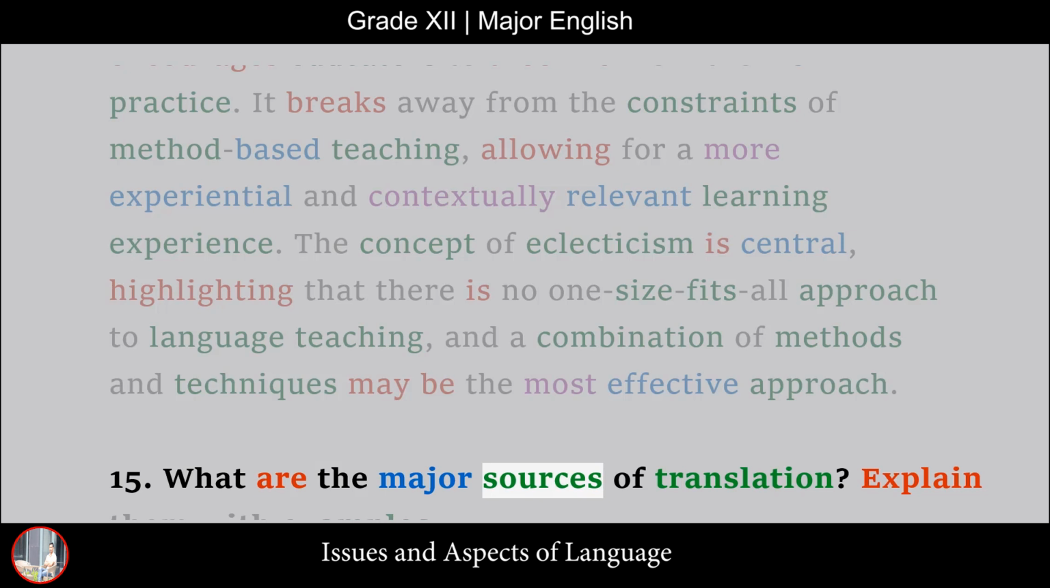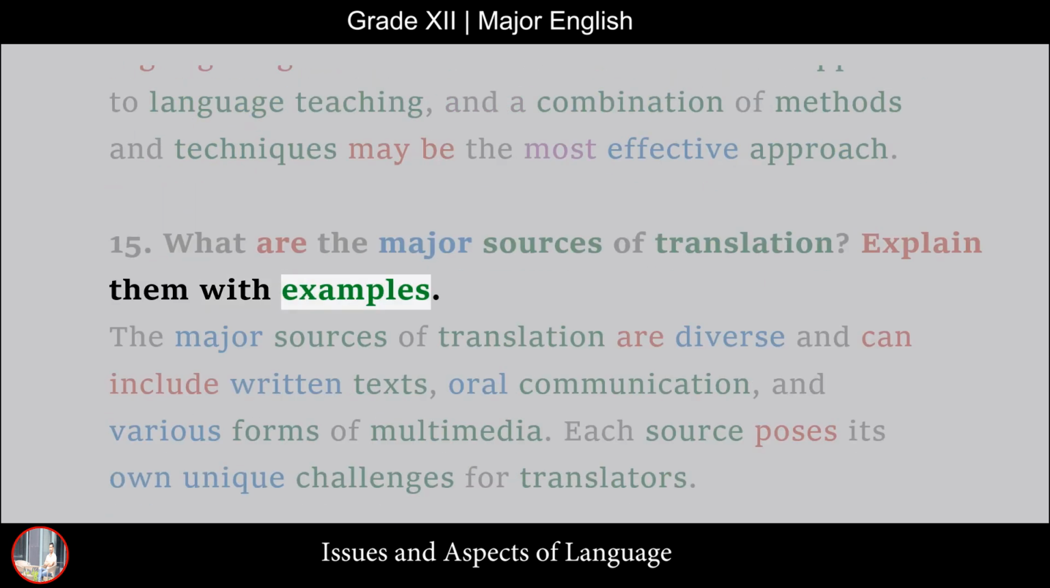15. What are the major sources of translation? Explain them with examples. The major sources of translation are diverse and can include written texts, oral communication, and various forms of multimedia. Each source poses its own unique challenges for translators.